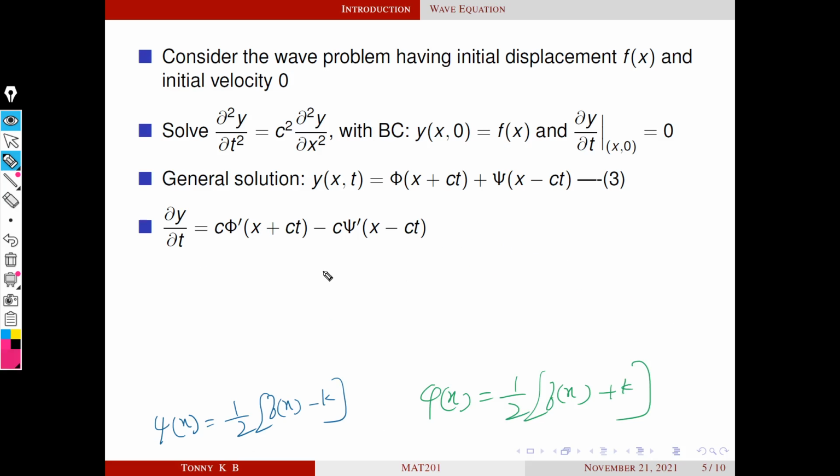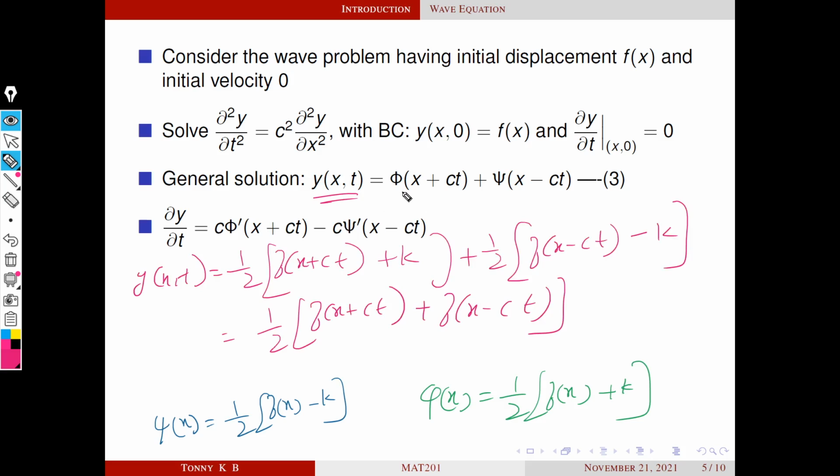Okay, now we can easily find our y(x,t) by substituting this psi(x) and phi(x) into equation number 3. Then what about y(x,t)? What about phi of x plus ct? Phi of x plus ct becomes 1 by 2 times, this is our phi of x. So you simply replace x by x plus ct, that's all. So this becomes 1 by 2 f of x plus ct plus k plus psi of x minus ct.